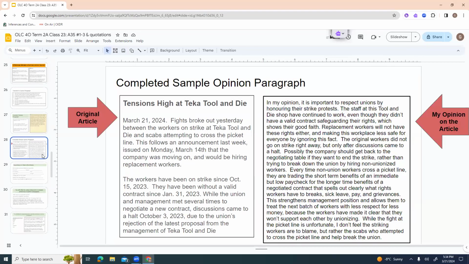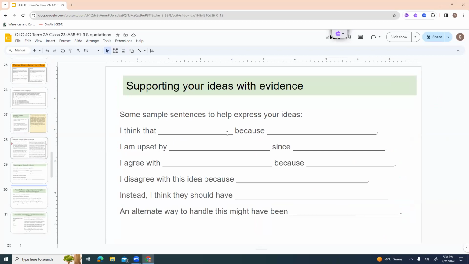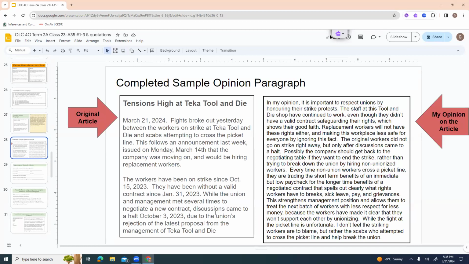Okay. So here's an example. Here's my original article, and here's my opinion on it. And looking at this, I need to think, hang on, what is this really about? Well, what it's really about is the company has decided, we're not going to negotiate with them anymore. We're just going to hire new people who didn't sign that contract, who we don't have to negotiate with. And that naturally caused problems because it's called union breaking or strike breaking. And a fight broke out between the original workers and the new workers the company was trying to hire.